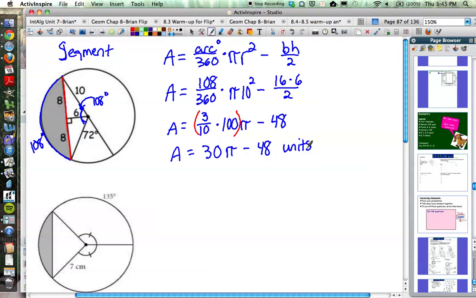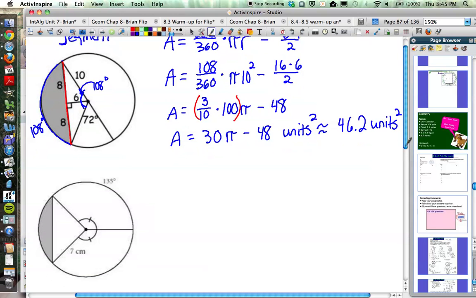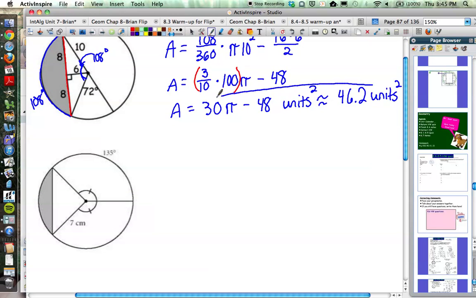So if you were going to leave your answer in terms of pi, that would be it, something like that, units squared. Notice that we don't have any specific units there. However, as a decimal, if we take 30 pi minus 48, that comes out to about 46.2 square units. All right, so there is our answer.